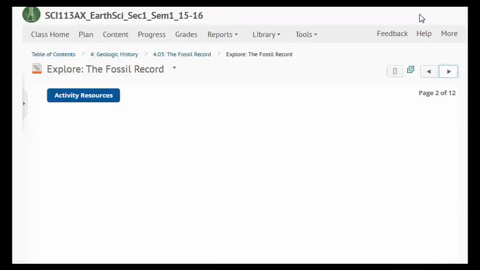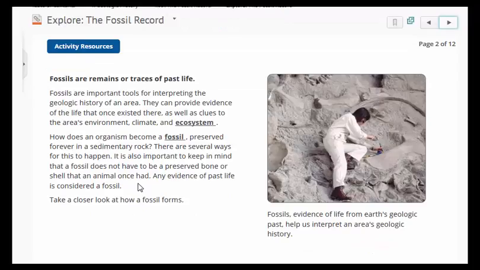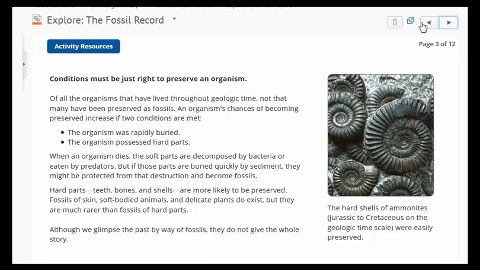Lesson 4.03, the fossil record. Fossils are remains or traces of past life. It can either be a preserved bone or a footprint or, you guessed it, droppings from an animal or plant from long ago. They have to be preserved in rock in order for us to see them. And they tell us about the past.